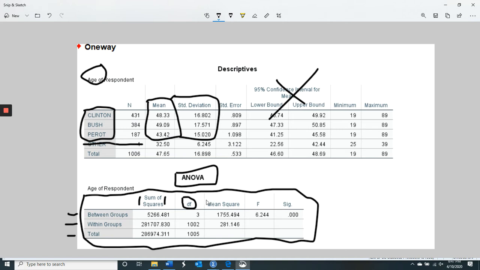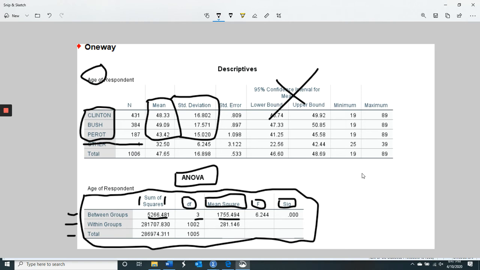And then here's our mean squares. Just like in our summary table we did for our homework, which is the sum of squares between divided by degrees of freedom between equals this. Then we have our F, which is mean square between divided by mean square within. So F is 6.24, again, round to the second decimal place. And here's our significance level. So you see it doesn't say two-tailed here, so this is a one-tailed significance level. We don't need to worry about it.